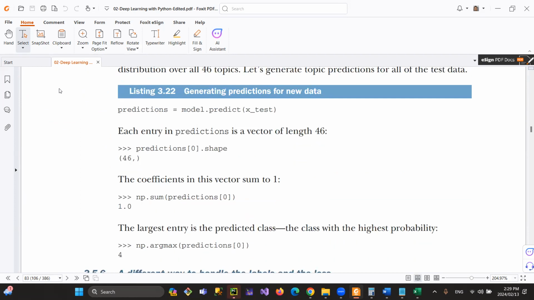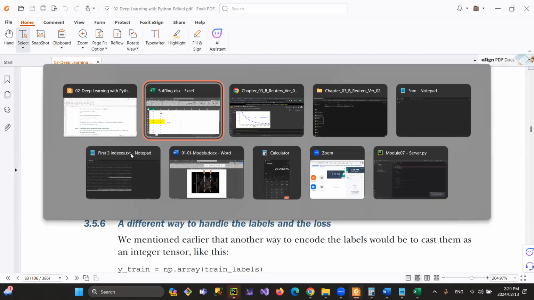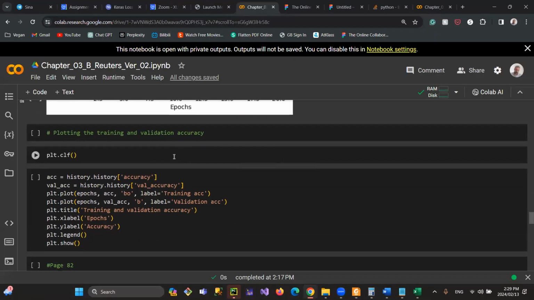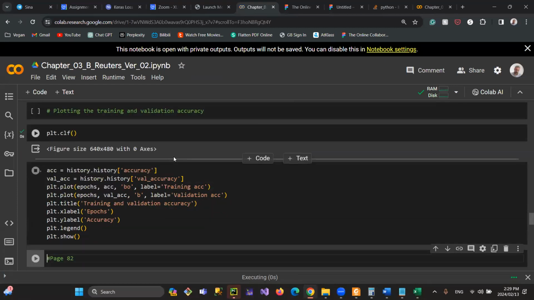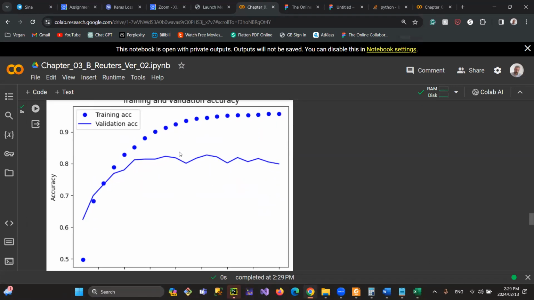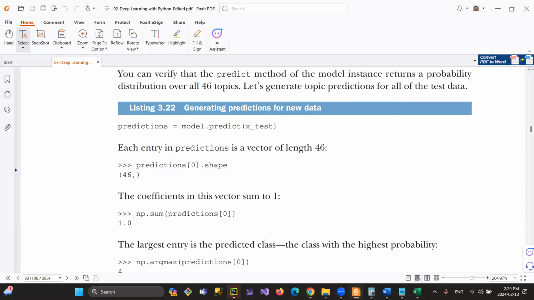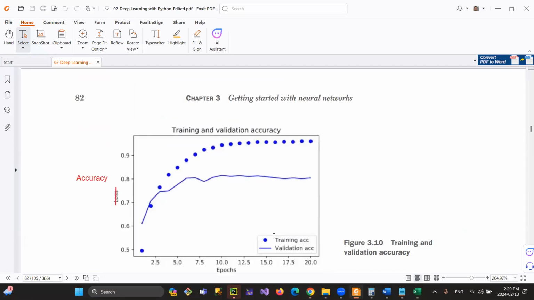Look at this one. Before we get to predictions of the test data, let's just see what is happening in the accuracy. That's something that the book made mistakes on several times. Let me show you the problem. It is here: it says loss while it is accuracy. So it's the amount of accuracy.